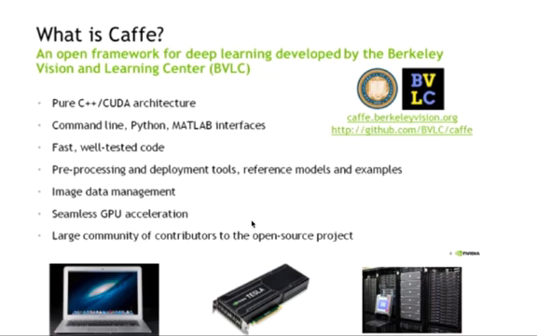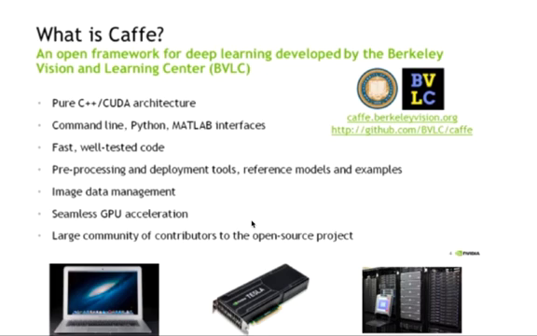So what is Caffe? Caffe is an open framework for deep learning, and it is developed by the Berkeley Vision and Learning Center. With Caffe there are many features that come along, like being purely developed in C++. It has a command line interface for all your tasks, and it has well tested code, purely in C++. It has many pre-processed examples and reference models which can directly be used without any coding.